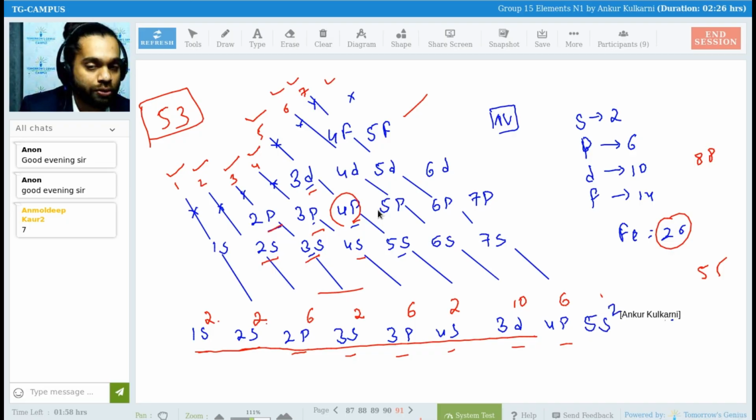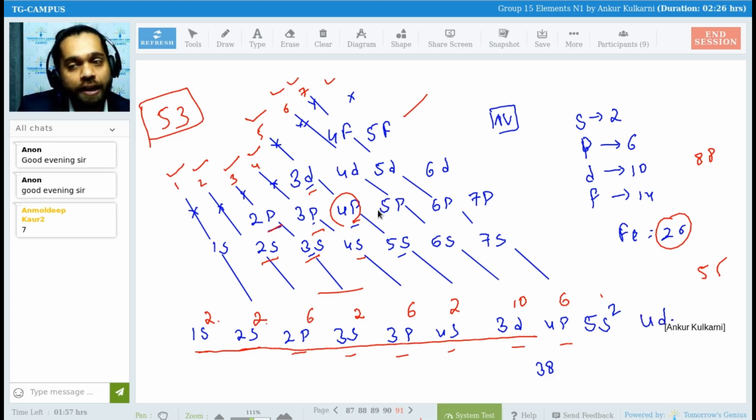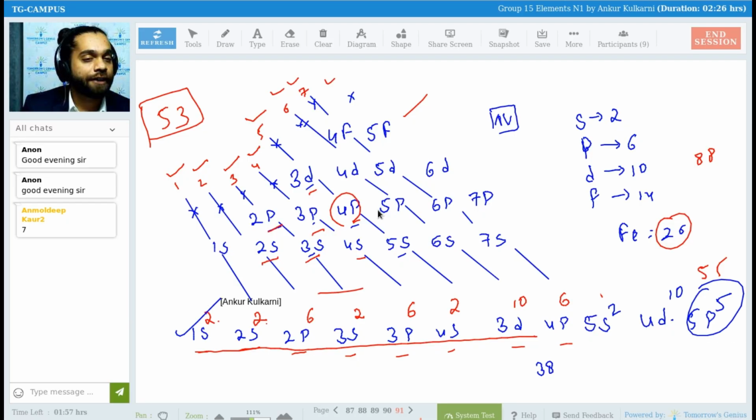Correct. 5s2, so that is 38. Then after 5s, we have 4d. Correct. Anthony, up to here, and Muldeep, up to here, how much have we got? 38. So in 4d, how can you get 1? In 4d, I can accommodate a maximum of 10. So after 38, it becomes 48. Then what do I have after 4d? I have 5p. Correct? And in 5p, how many electrons are remaining? 5. So 5p5. Is it clear, Anthony?